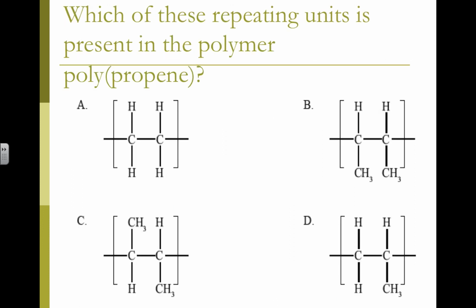Or which of these repeating units is present in the polymer polypropene? So prop means 3. We need 3 carbons total. So this has 2. This has 1, 2, 3, 4. That'd be polybutene. 1, 2, 3, 4. A different polybutene. Oh, 3. There's our right answer. And there you have it.